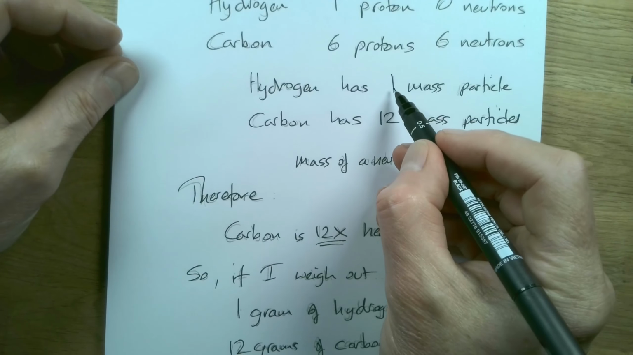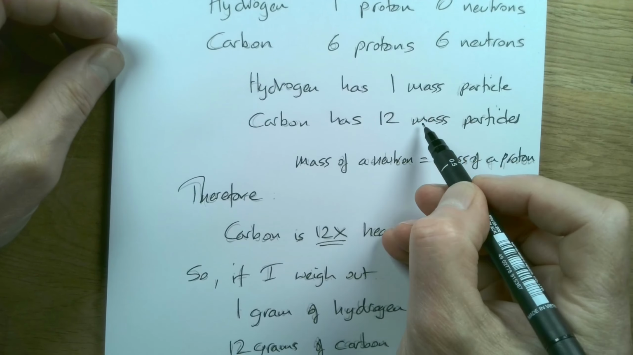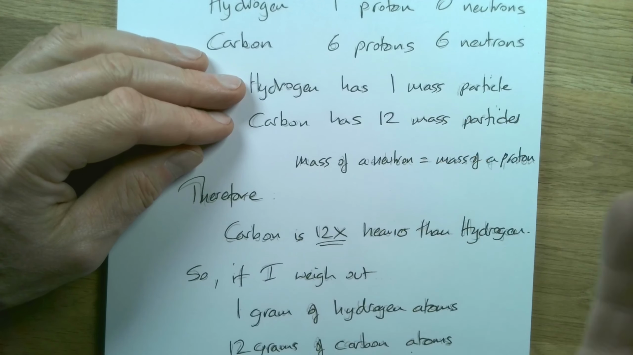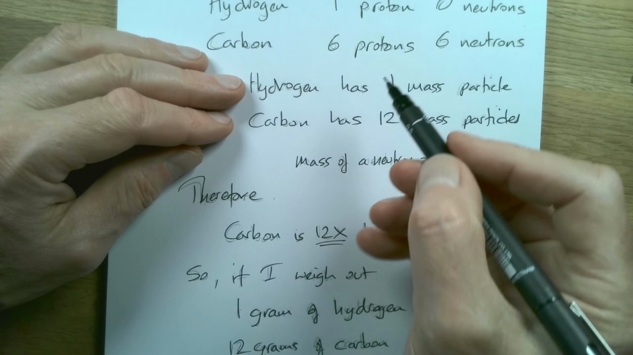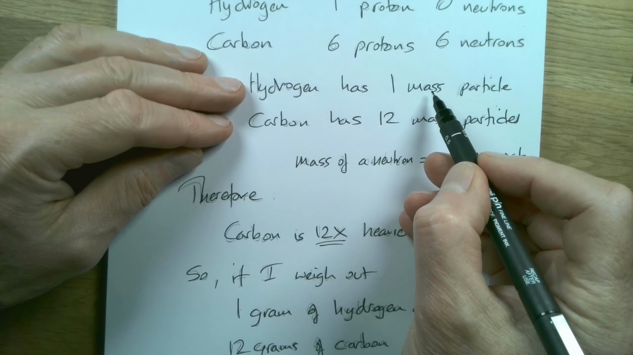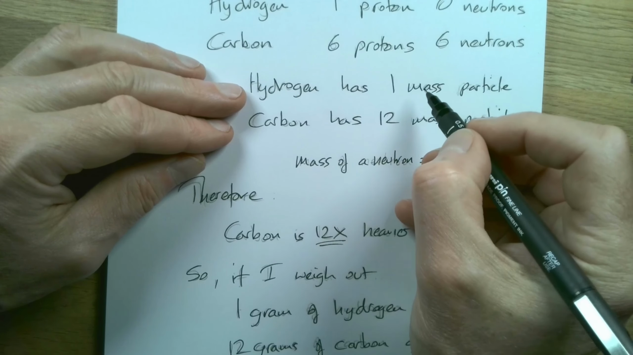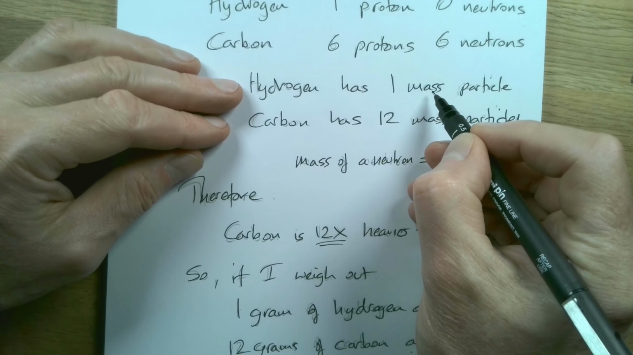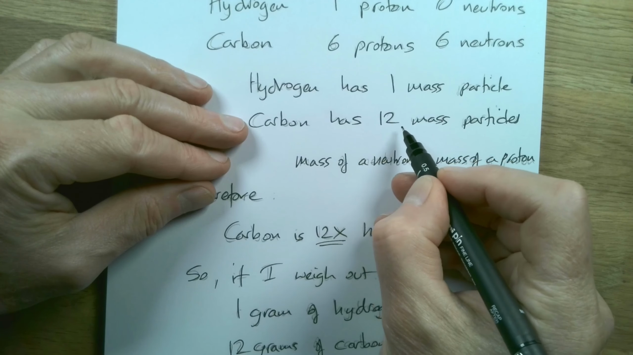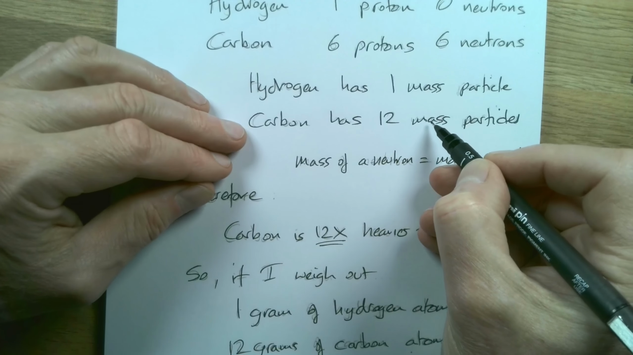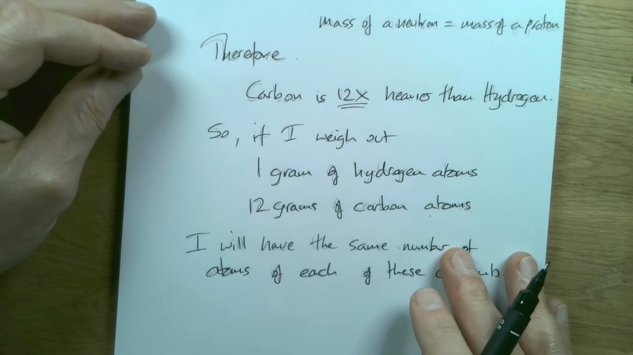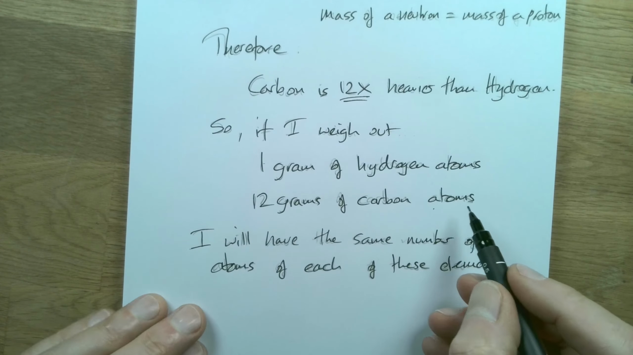Now we use the mass number of the atoms as a way of measuring them, but we can't just weigh out one hydrogen atom, because we can't work in scales that small in terms of particles. What we can weigh out is 1 gram of hydrogen. And then I know that carbon is 12 times heavier. So if I weigh out 12 grams of carbon, I will have the same number of atoms in this sample as I have in this sample. Okay, so that's the way relative atomic mass works.